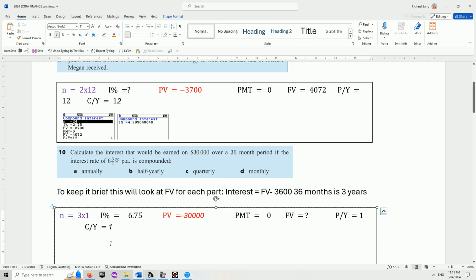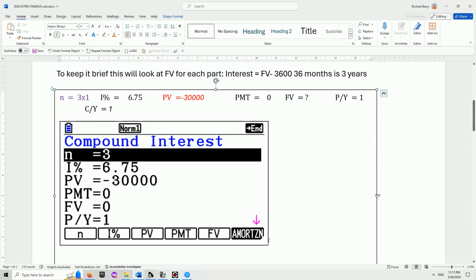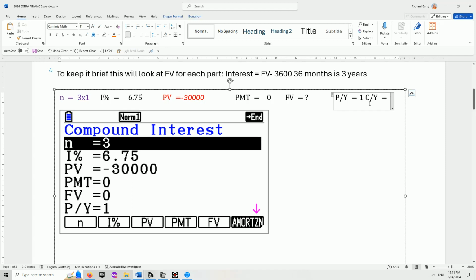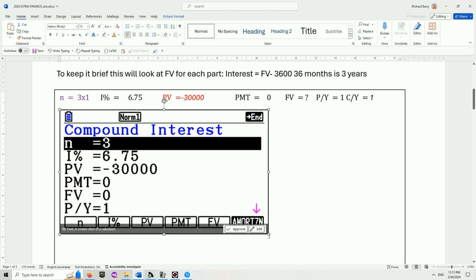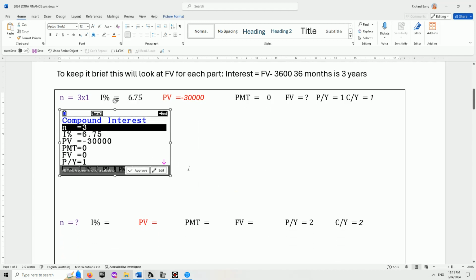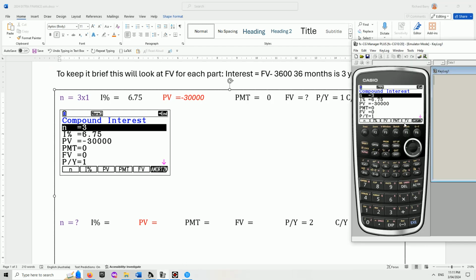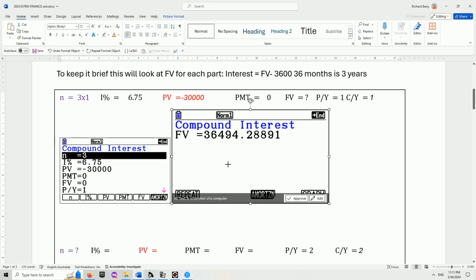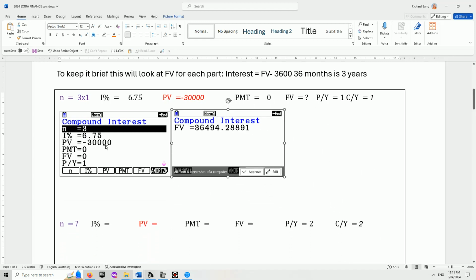Copy. What we might do, we might make this one a bit longer. Make this a bit smaller. Let's see what the future value is for this question. Future value is 36,000. So 30,000 turned into 36,000.